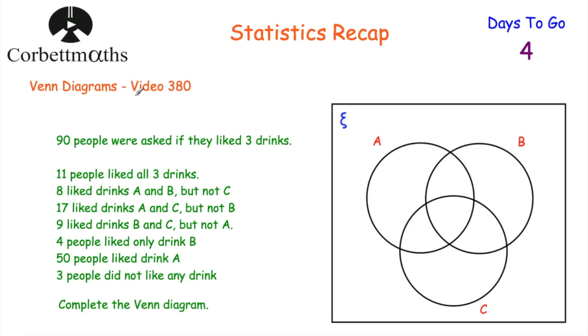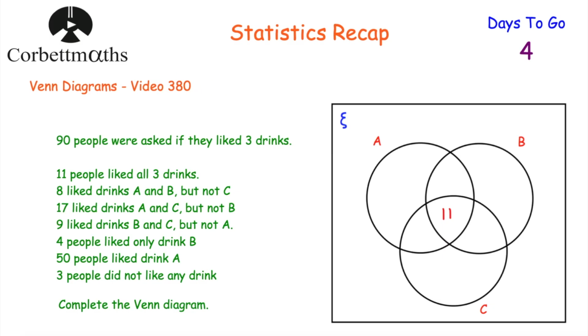Okay, let's have a look at our next topic. So our next topic is Venn diagrams. So it's important that you know how to complete Venn diagrams. So you may be given information in a wordy question like this, where you've got people liking drink A, B, and C. And it says 90 people were asked if they liked 3 drinks. So there's 90 people altogether. 11 people liked all 3 drinks, so 11 people liked all 3, and so on. So you need to be able to complete Venn diagrams based on information like this. And if you look at the practice questions, they'll be useful for you as well.